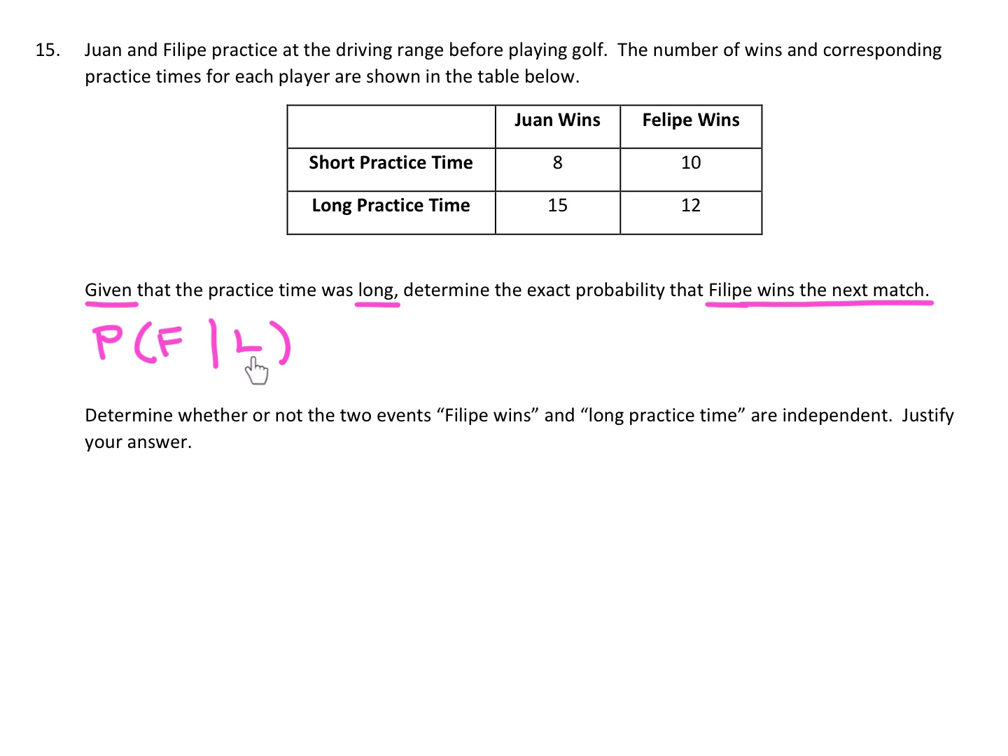Okay, if we're given long, let's think about it. This right here represents the long practice time, so we're really only thinking about these numbers. We haven't totaled this out, so we might as well. 15 plus 12 is 27. Since that's the total of the long practice time, and we're given long, that is going to be our denominator. Out of those 27 long practice times, how many times does Felipe win? Felipe wins 12 of those times, so 12 out of 27.